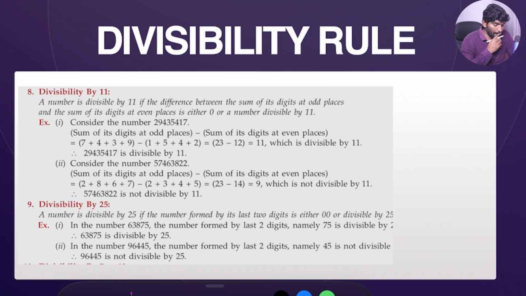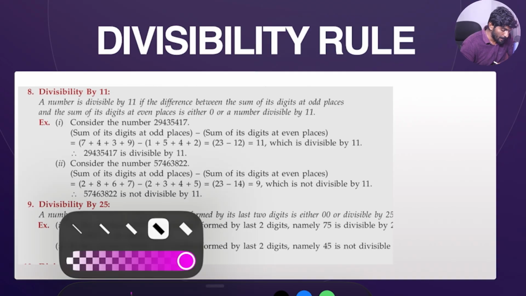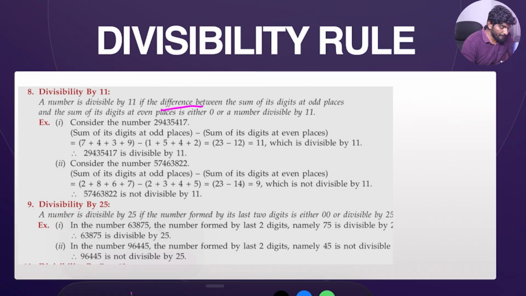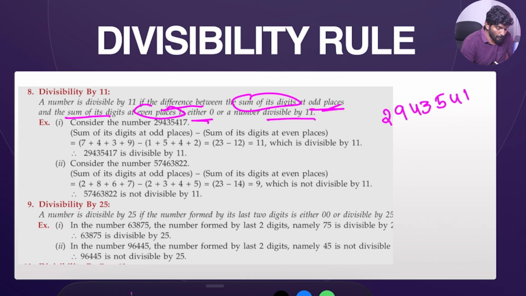Let's see this one. Divisibility rule of 11. Any number is divisible by 11 if the difference between the sum of its digits at odd places and the sum of its digits at even places is either 0 or a number divisible by 11. Let's say we have a number, 294354417. Okay, this is the number.